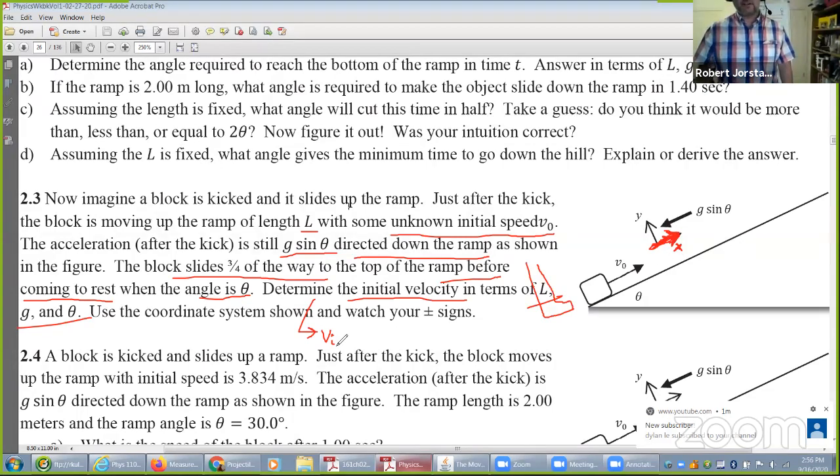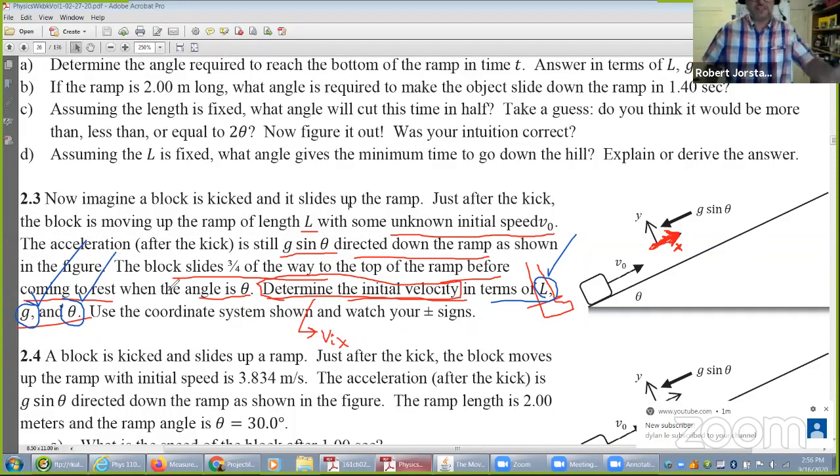We're looking for V initial X. That's what this says. You're supposed to recognize that from the words of the problem. Now it says in terms of L, G, and theta. What does that mean? That means L is a known, G is a known, and theta is a known. You're supposed to pretend those are numbers that you know, okay?